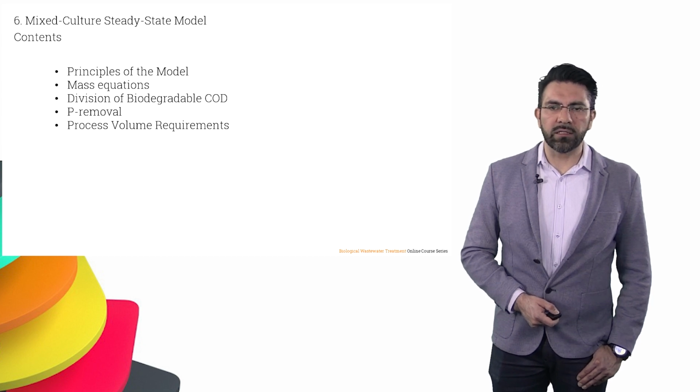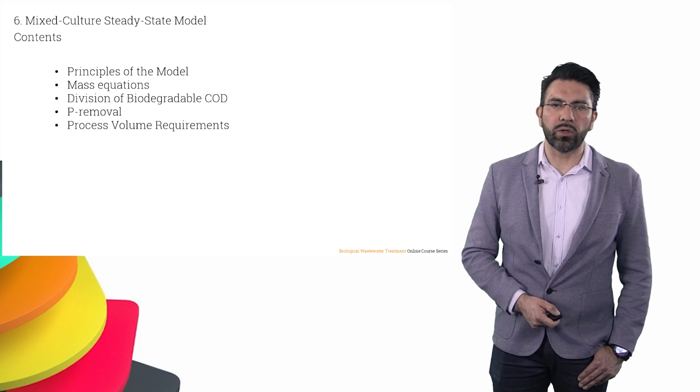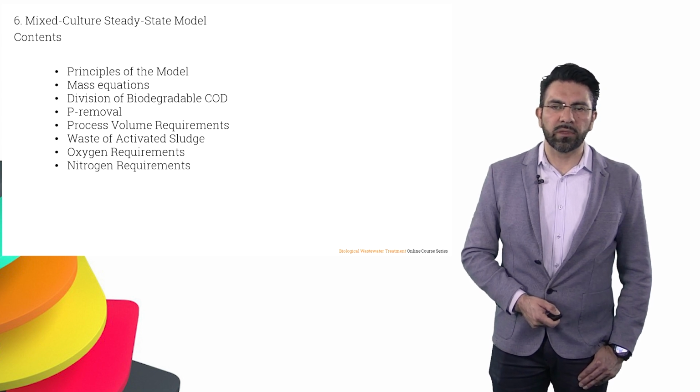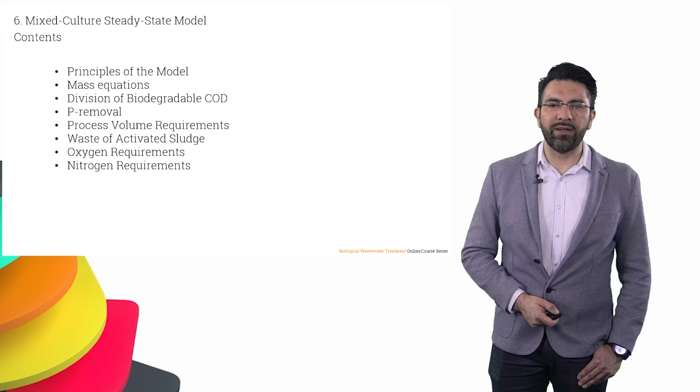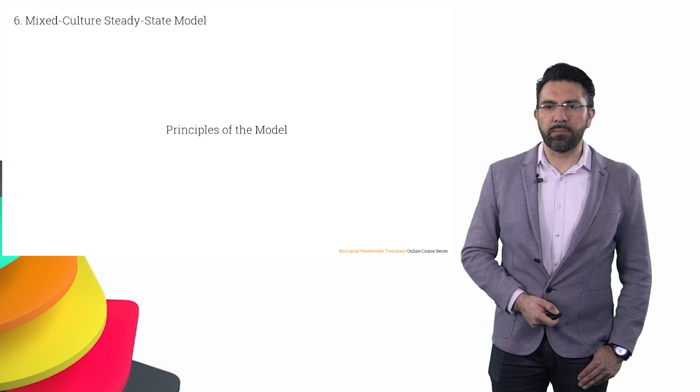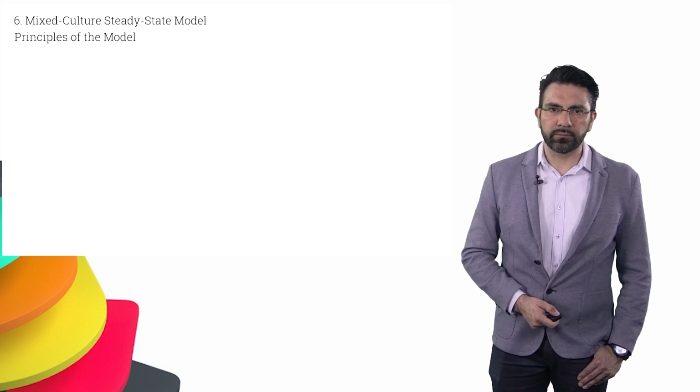Afterwards, we are going to see the equations that are used to calculate the process volume, the waste of activated sludge to control the system, the oxygen requirements, as well as the nitrogen requirements. And finally, we're going to have a look at the COD balance. That is a very important tool to evaluate and assess how precise the calculations have been. So first, the principles of the model.